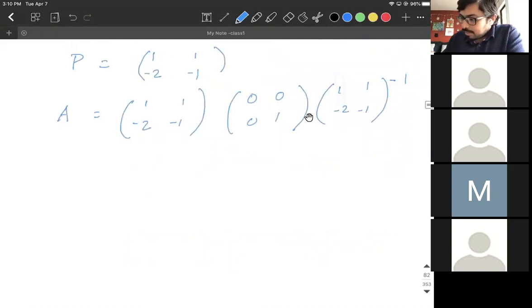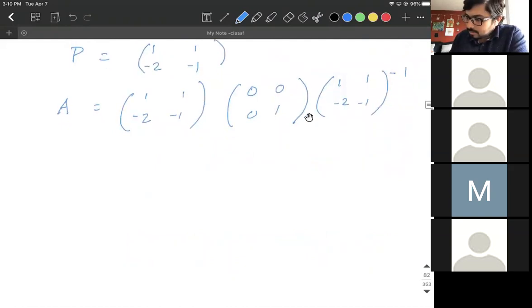Now, here is the main point. The main point is the following. So this is the D. So easy to see. So this is the easy part, easy to see.